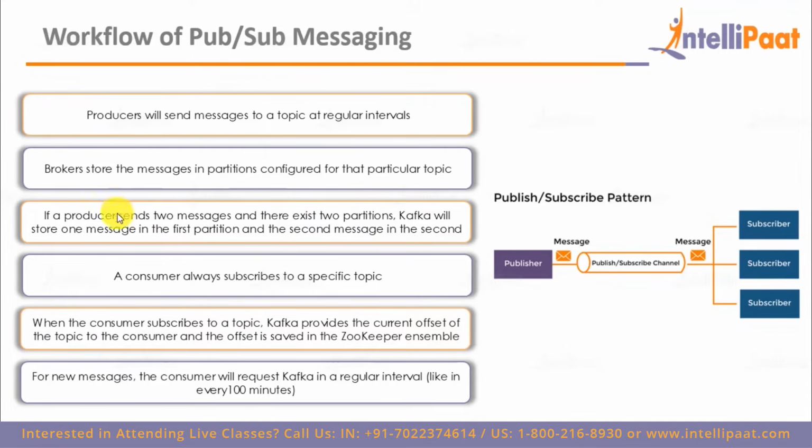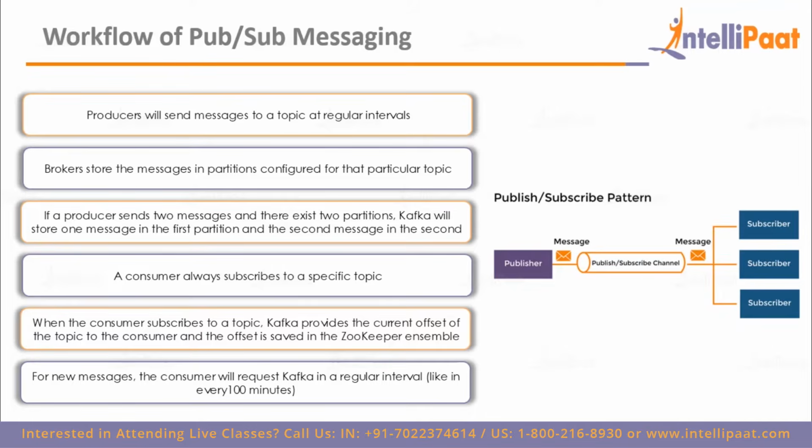Now, if a producer sends 2 messages and there exist 2 partitions, Kafka will store one message in the first partition and the second message in the second. So this is how it works. Now again, let's take our football topic. As I've said, let's say this football topic is divided into 3 partitions and we are sending around 6 messages. The first message would be stored in the first partition, the second message in the second partition, and the third message in the third partition. Now again, the fourth message would be stored in the first partition again, the fifth message in the second partition, and the sixth message in the third partition. So this is how it works.